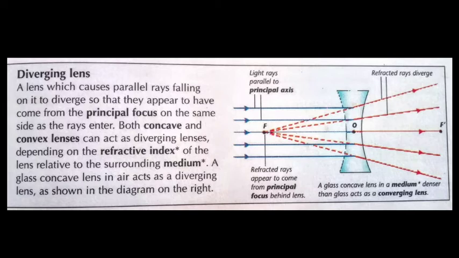A glass concave lens in air acts as a diverging lens, as shown in the diagram on the right side, in which the light rays parallel to the principal axis are incident on the concave lens and after refraction they diverge from each other, but they appear to meet at F on the side of the parallel rays. So, here we get the concave lens as a diverging lens.